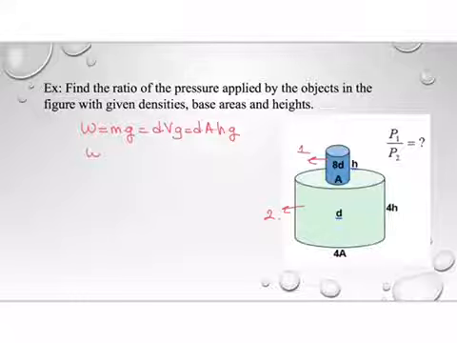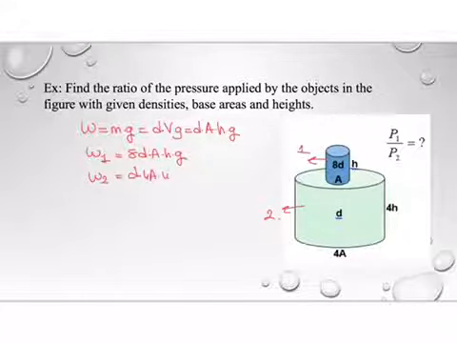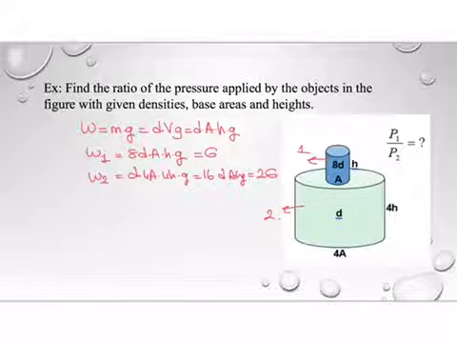So the weight of the first one is equal to D times A times H times G, and the weight of the second figure is equal to D times 4A times 4H times G. So you see here that this is twice the weight of the first one. So I can say, let's say G, this will be equal to 2G. So pressure at the base of the first figure is P1, which is equal to the weight of the object over the base area. The pressure at the base is P2.